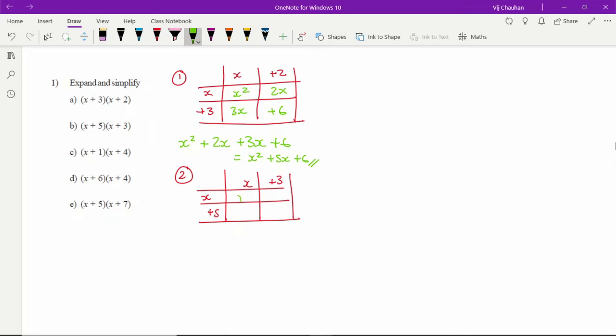Now moving on to question 2, I've got x squared, 3x, 5x and 15, and again the only two things I need to combine are these two boxes. The two diagonal boxes, the x squared and the number, will always be there. So I've got x squared plus 3x plus 5x plus 15, which gives me x squared plus 8x plus 15, and there we go.